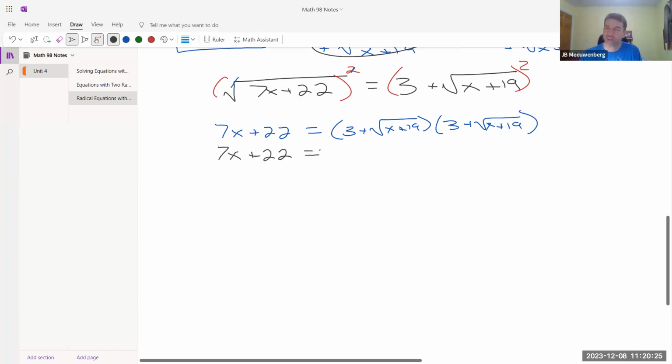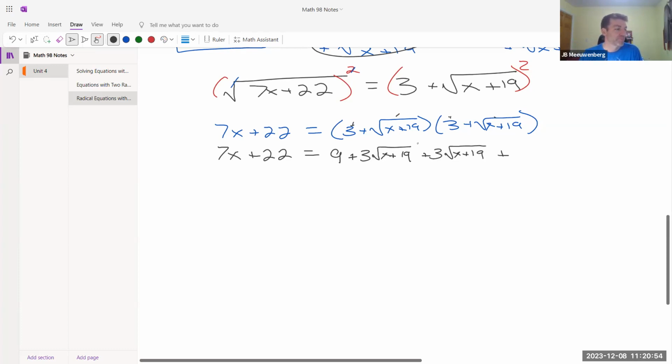Again, when you're doing these, pause these videos, stop, re-listen as you need to. So we're going to distribute 3 times 3, which is 9. And then 3 times the square root of x plus 19, which is just that, 3 times the square root of x plus 19. Then we're going to distribute this radical right here, this times the 3. And we're always going to put the 3 first in front, 3 radical x plus 19.